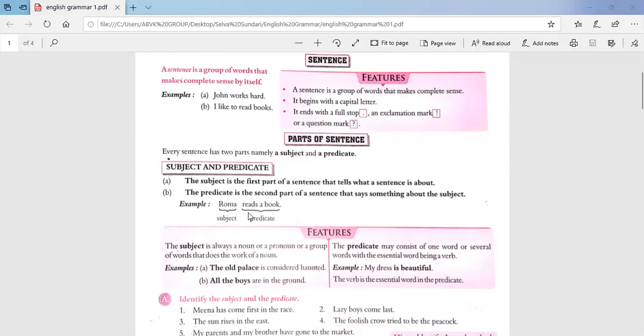Example, Roma reads a book. This sentence is telling about whom? Roma. So Roma is the subject. And what does she do? Reads a book. So this is a predicate.